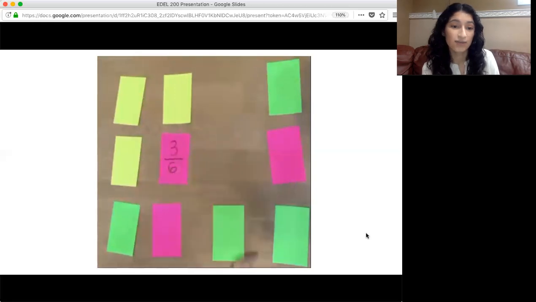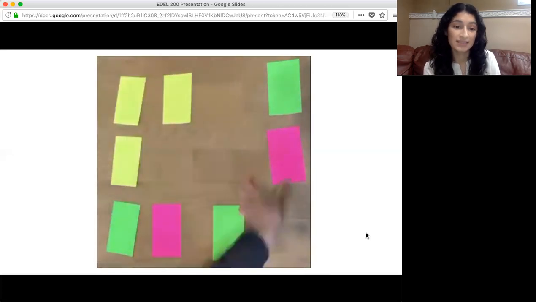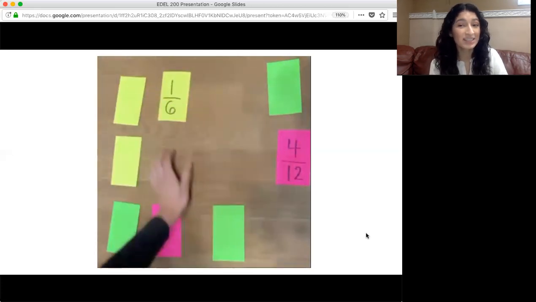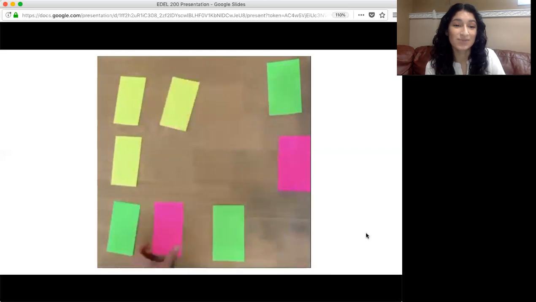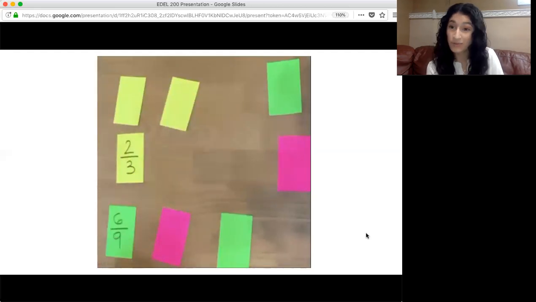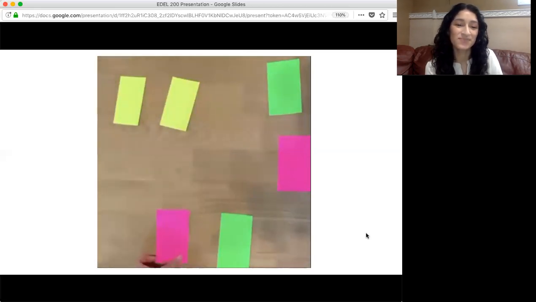Next, 3 over 6 and 1/2. Are these equivalent? Yes, so this person gets to keep them. Next, 4 over 12 and 1 over 6. Are these equivalent fractions? No, so we're going to turn them over. Next, 4 over 5 and 2 over 6. Are these equivalent fractions? No, we're going to flip them over. Next, we have 2 over 3 and 6 over 9. Are these equivalent fractions? Yes, so this person's going to take them.